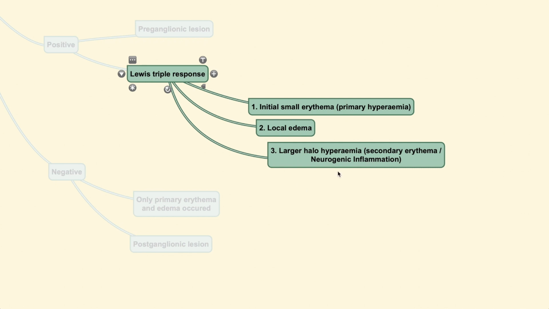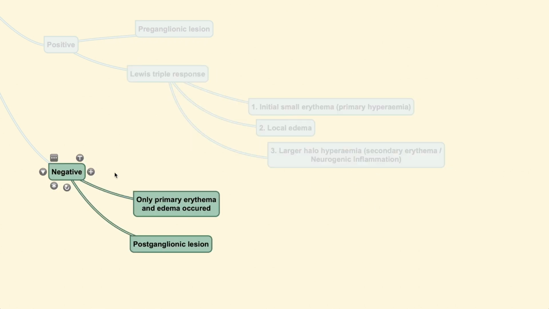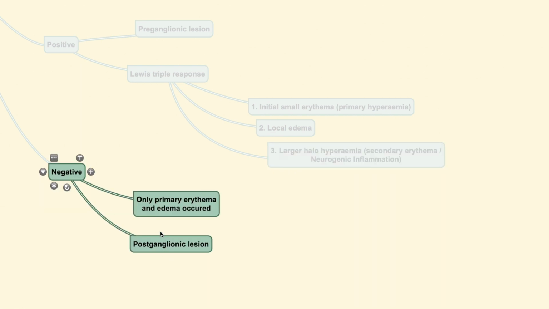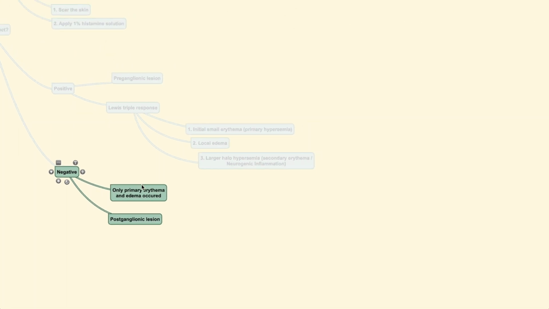Now this third finding here is what differentiates a positive and a negative histamine test. If the test is negative, then only the first and second reactions would occur. So only the primary erythema and also the edema will occur, but there is no neurogenic inflammation, and therefore the patient would be considered to have a postganglionic lesion.